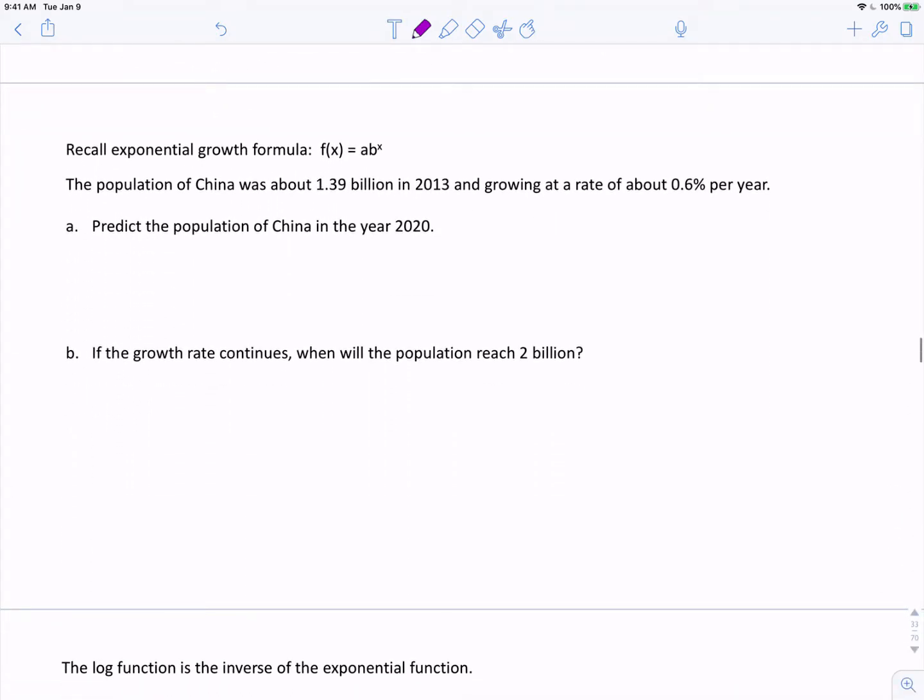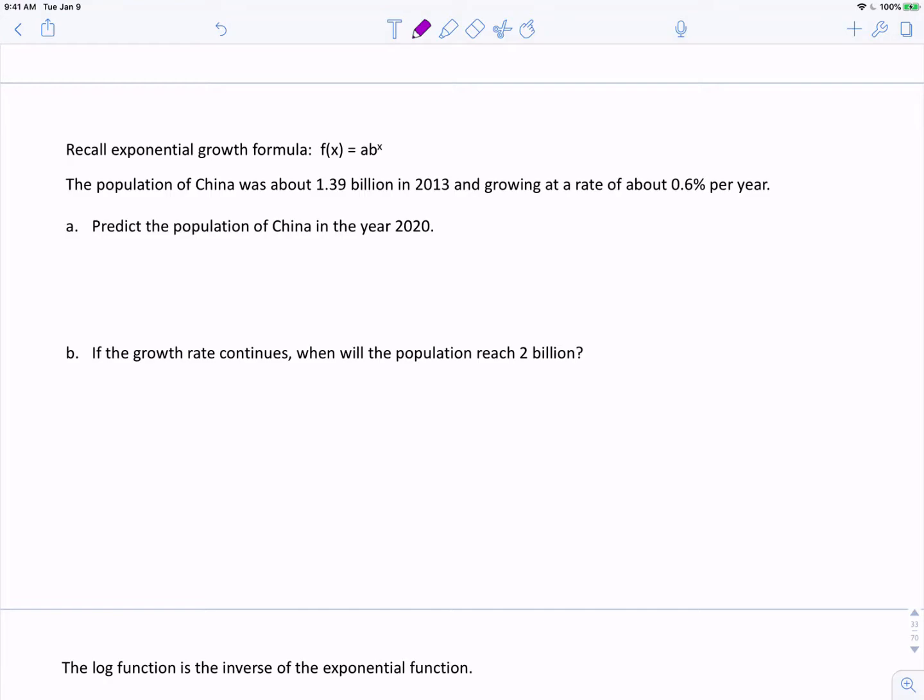So, we've been working with the exponential growth formula f of x is equal to ab to the x, and here's a problem that we had posed earlier in a section. The population of China was about 1.39 billion in 2013 and growing at a rate of about 0.6% per year. Predict the population of China in the year 2020.